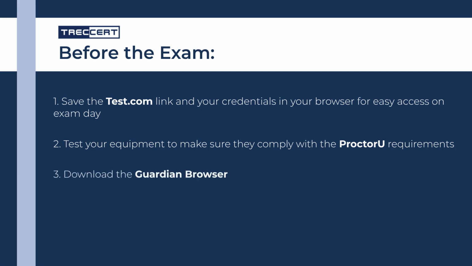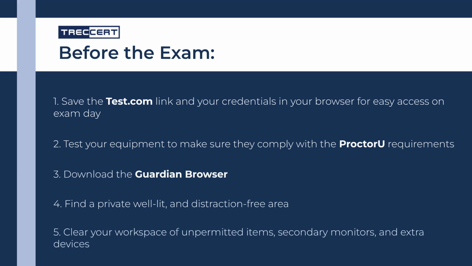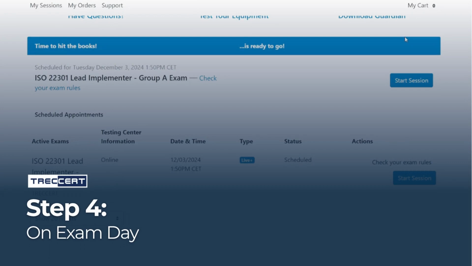Download and install the Guardian browser. Find a private, well-lit, and distraction-free area to take your exam in. Finally, clear your workspace of unpermitted items, secondary monitors, and extra devices. After completing the checklist, there's a few minor tasks left before you can begin your exam.